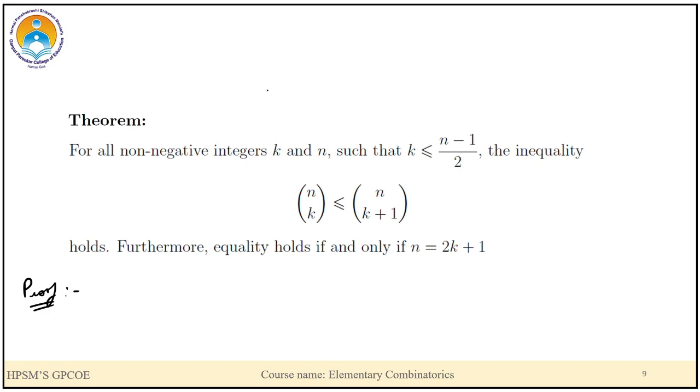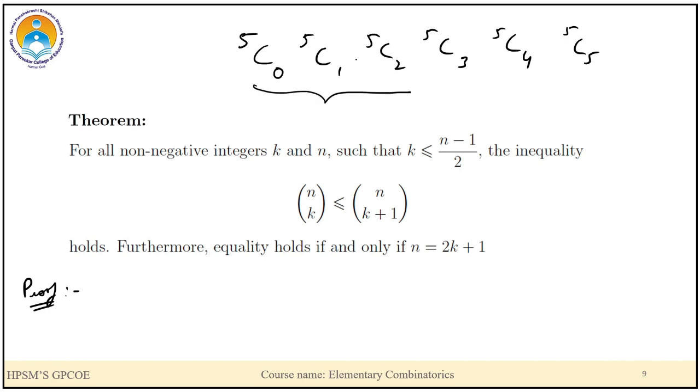Now, what happens in this case is, say you're looking at the number of subsets you can form using a set of 5 elements. So we have 5C0, 5C1, 5C2, 5C3, 5C4 and 5C5. Now when I say k is less than or equal to (n minus 1) by 2, I am talking about k being in the earlier half of these terms. So I am talking about k equal to 0, k equal to 1, k equal to 2. And what this theorem says is, nCk will always be less than or equal to nC(k+1).